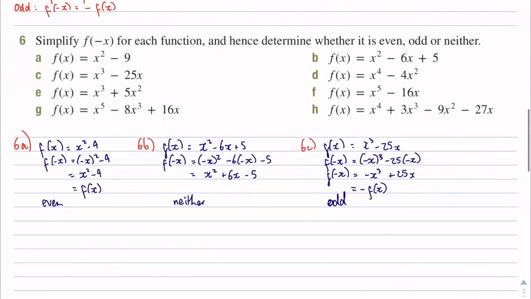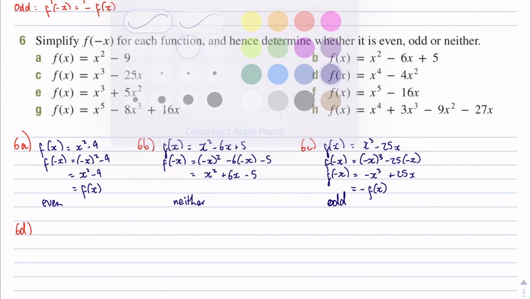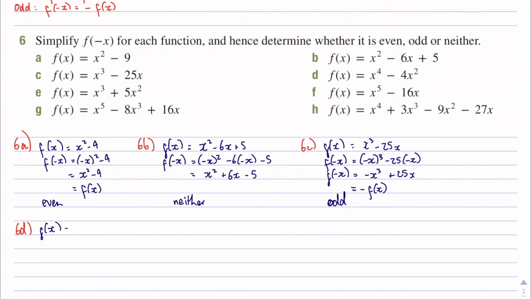Okay, let's have a look at 6d. So we've got f of x is x to the 4 take 4x squared. So f of minus x is negative x to the 4 take 4 times negative x squared, which is x to the 4 take 4x squared, which is what we started with, f of x. So it's even.